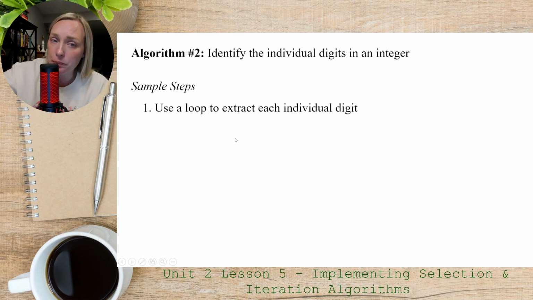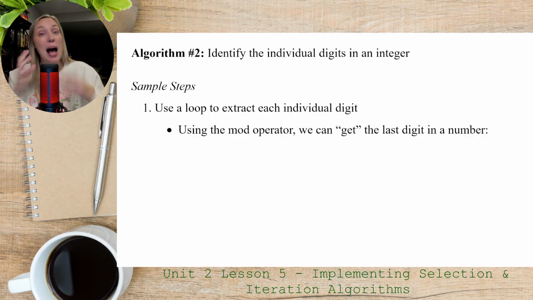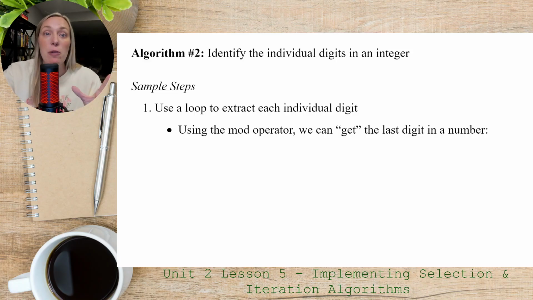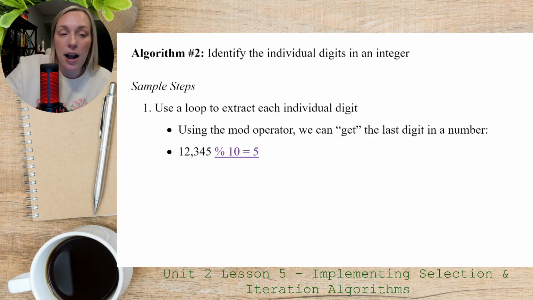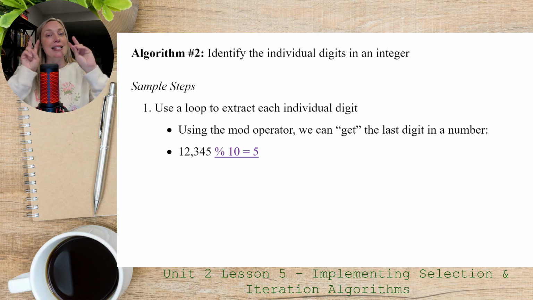We use a loop to extract each individual digit. And using that mod operator, we can, quote unquote, kind of get the last digit in a number. This is a technique that we can use to get what that last digit is, and that's by taking mod 10. So if I have, for example, a number 12,345, if I modded that by 10, the remainder is 5, right? And 5 is that last digit, right, in that one spot.